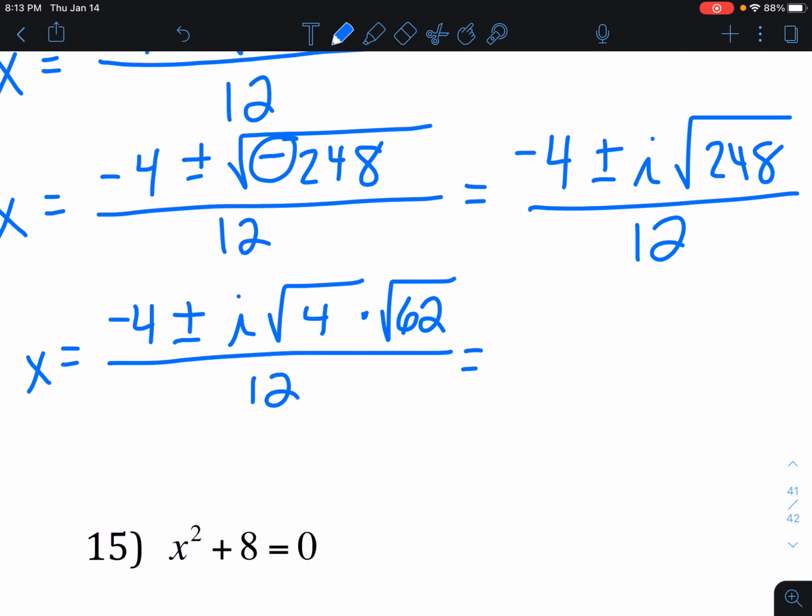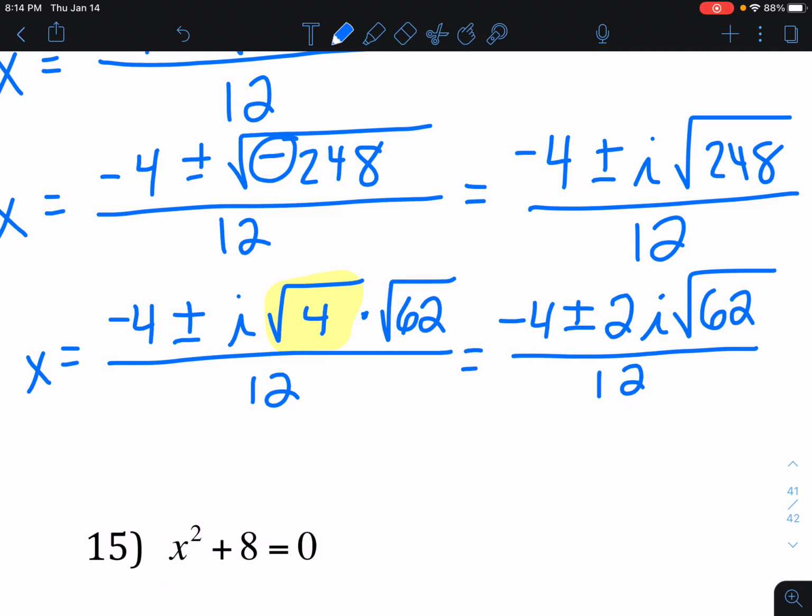So now this square root of 4, you will square root it, of course, and it becomes 2. So let me carry this over. So if it's a 2 pulled out with an i, we'll call it 2i. Get it in the right order. You wouldn't write i2, you'd write 2i. And then drag over the square root of 62.